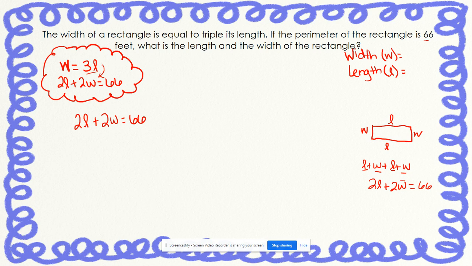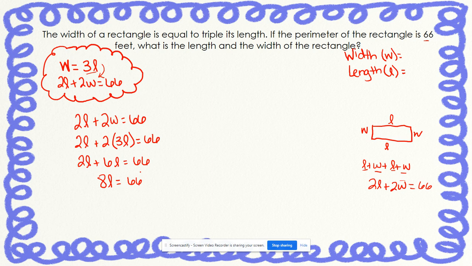I'm going to substitute 3L in for W, so this is 2L plus 2 times W, or 2 times 3L, equals 66. Now, 2 times 3L gives me 6L. So now I have 2L plus 6L equals 66. I need to combine my like terms. 2L plus 6L gives me 8L equals 66.